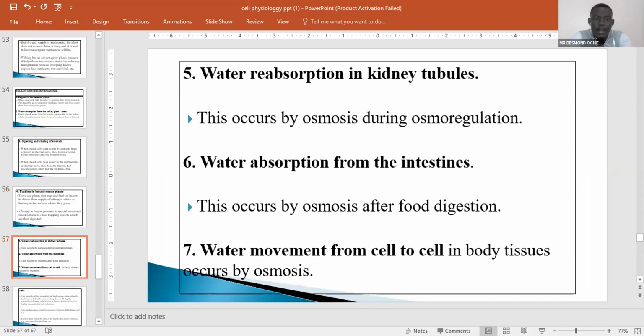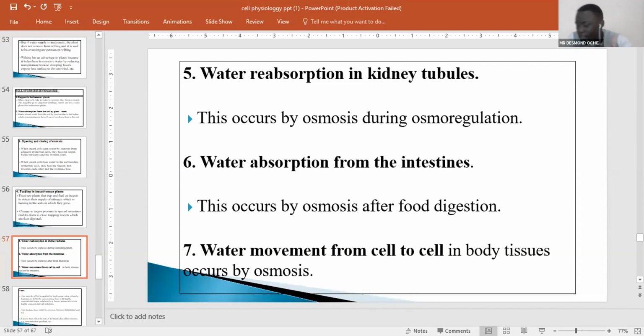The fifth other importance of osmosis is water reabsorption in kidney tubules. This occurs by osmosis during the process of osmoregulation, and more of osmoregulation we'll look at when we'll be looking at the fourth topic, which is excretion and homeostasis, which is in Form 2. We'll get to know how this happens. But just to mention, we know that osmosis helps or leads to osmoregulation, and this leads to water reabsorption in the kidney tubules.